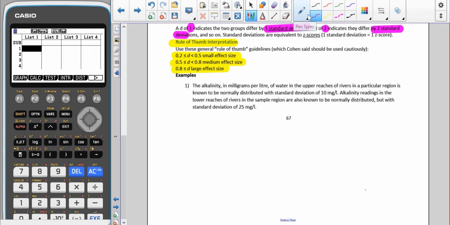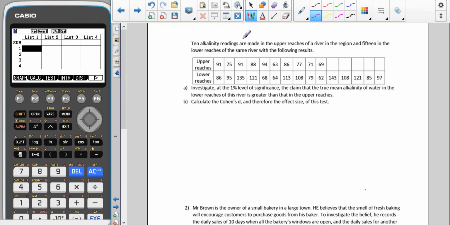So we're going to have a look at an example. We've got the alkalinity in milligrams per litre of water in the upper reaches of a river in a particular region is known to be normally distributed with a standard deviation of 10. The alkalinity readings in the lower reaches of the river in the same region are known to be normally distributed with a standard deviation of 25. 10 alkalinity readings are made in the upper reaches of the river and 15 are made in the lower reaches of the river. So we've got our data here.